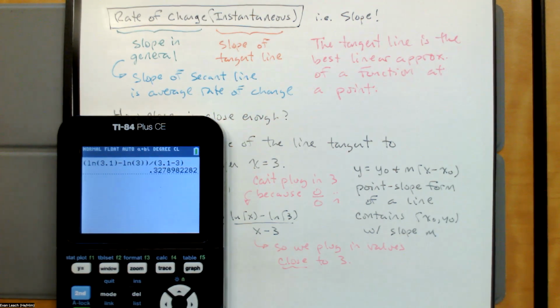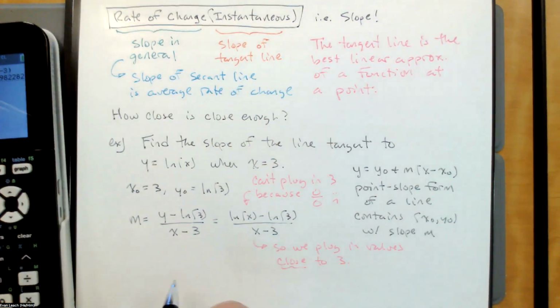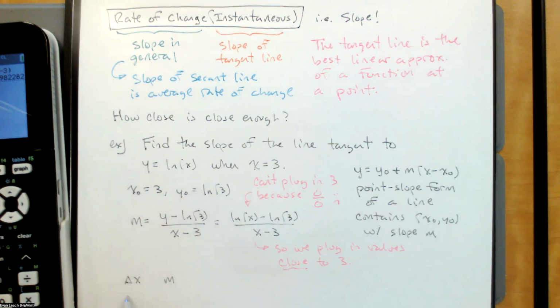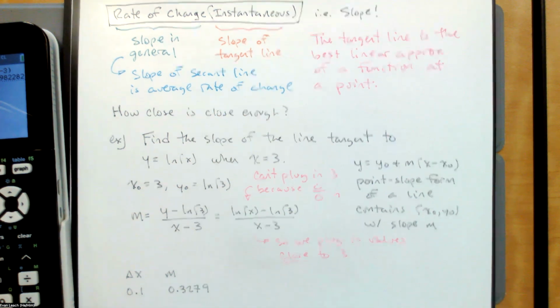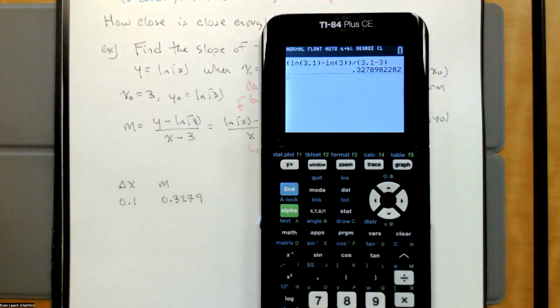So when we have x at 3.1, we get a slope of 0.3279. So I'm going to make a list of delta x and then the slope that we get. So when the delta x is 0.1, we get a slope of 0.3279. Here's an approximation of the slope. There's what it looks like on the calculator.